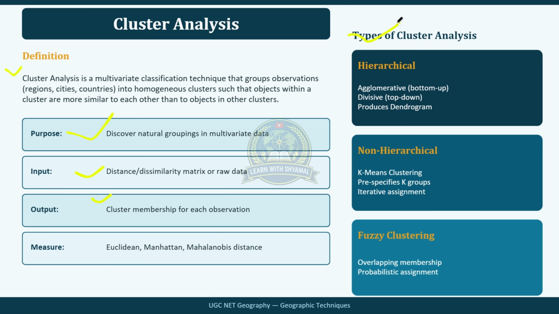Types of cluster analysis: hierarchical, agglomerative bottom-up and divisive top-down, which produces a dendrogram. Non-hierarchical: K-means clustering, which pre-specifies K groups with iterative assignment, and fuzzy clustering, with overlapping membership and probabilistic assignment.